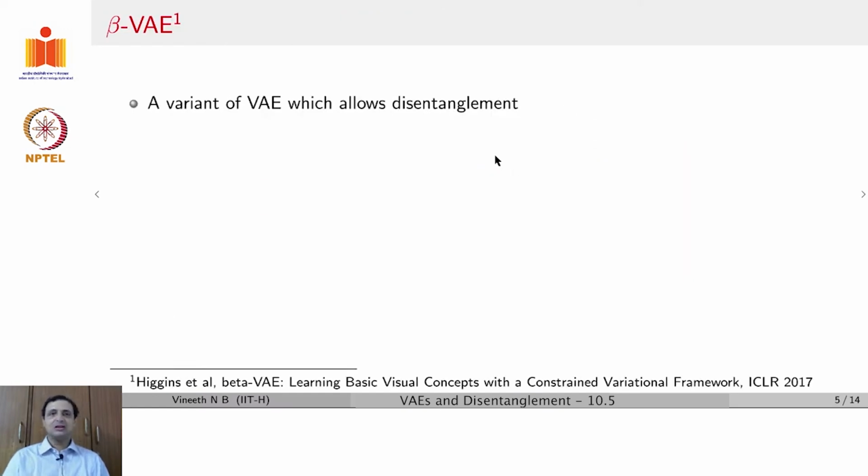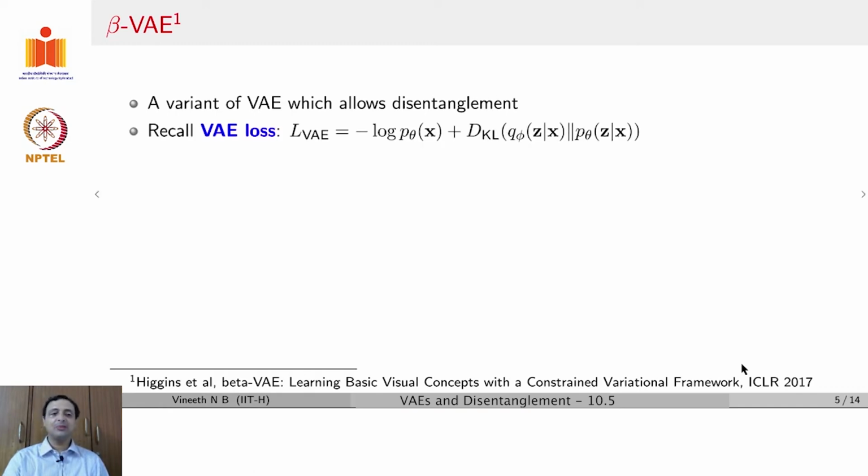The first work that brought this notion to the attention of the community and also developed a method to allow disentanglement was known as Beta-VAE. This was published in 2017, ICLR. It's largely a variant of VAE itself. Let's see what kind of a variant.